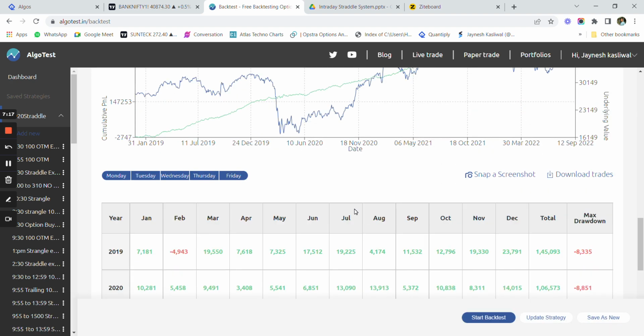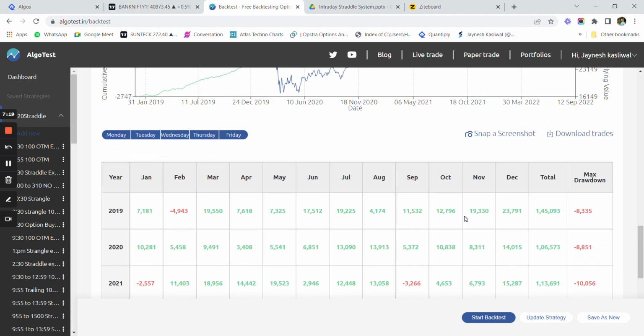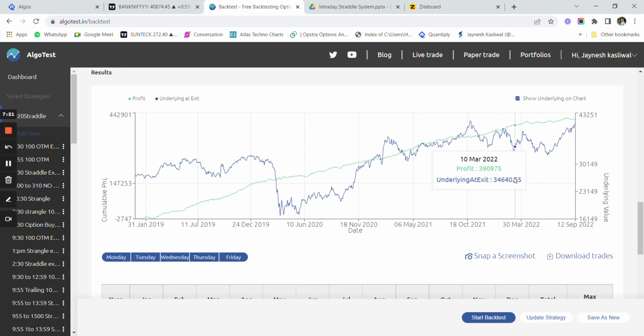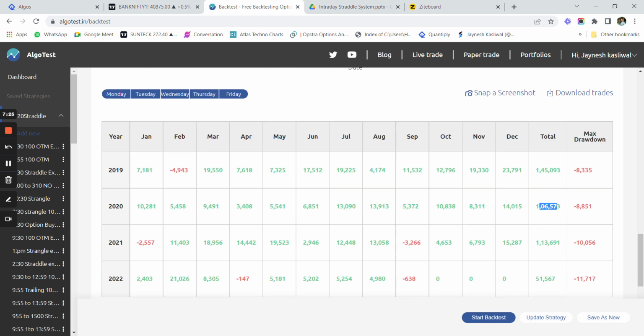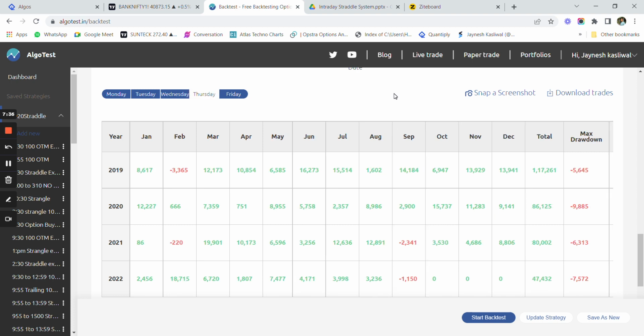As you can clearly see, the profit for each and every year, let's say in 2019 was 1,45,000, in 2020 it was 1,06,000, in 2021 it was 1,13,000. Now we are not running the strategy on Thursday, so let's check the profit on only Monday, Tuesday, Wednesday and Friday. So we have removed Thursday from here, and this is the backtested profit of this strategy on Monday, Tuesday, Wednesday and Friday.